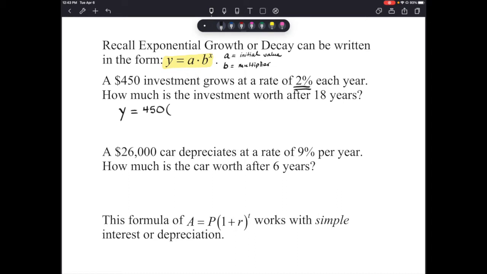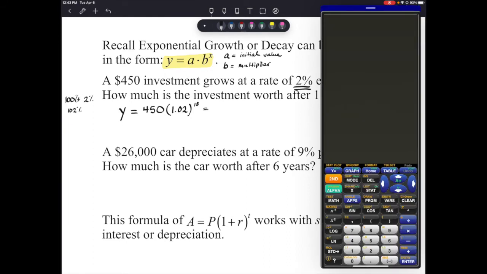If it wasn't going to increase at all, right? If it was going to stay at 100% of its value each year, we would multiply it by 1. We need it to grow, so it needs to be greater than 1. And remember, 100 plus 2, right? 100% plus 2% is 102%. But we don't write it as 102%. We write it in decimal form, which would be 1.02. And we're going to raise it to the power of 18.